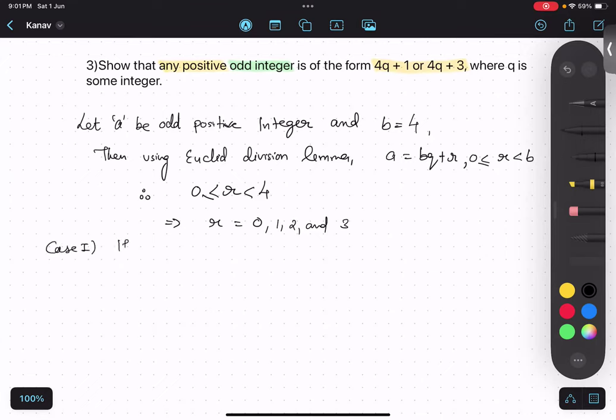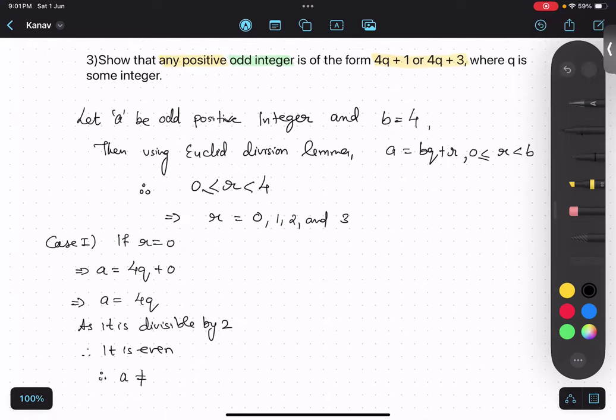Case number 1. If r equals 0, then a equals 4q plus 0, which is 4q. Now 4q is divisible by 2, therefore it is even. Understood? Therefore a is not equal to 4q, because the question says a is odd positive. We are proving that it is not odd, it is even. Is that clear?